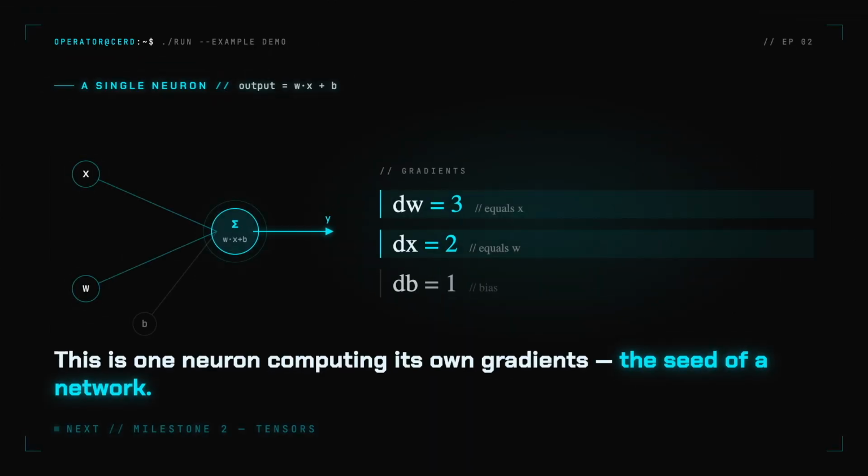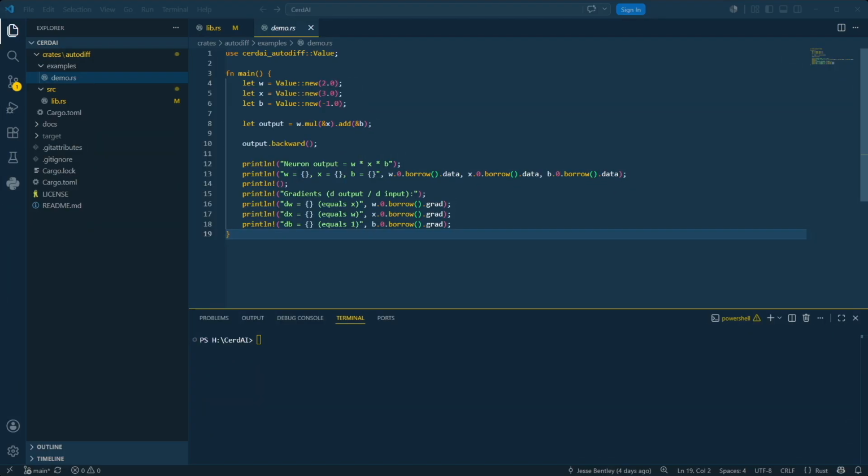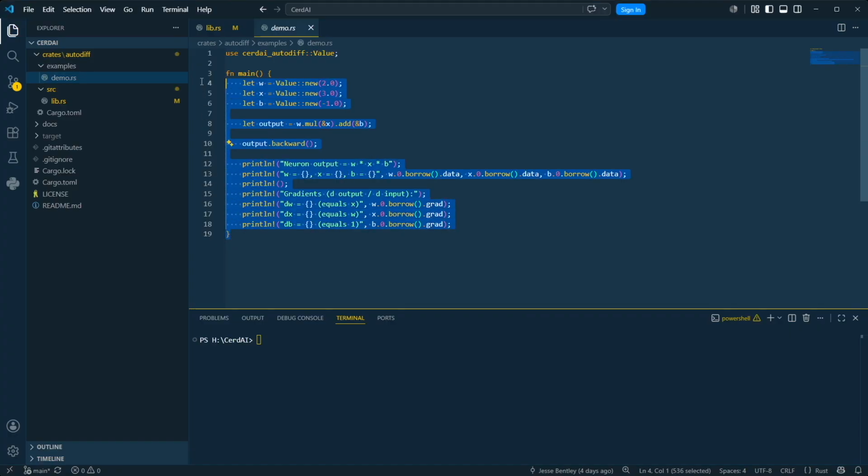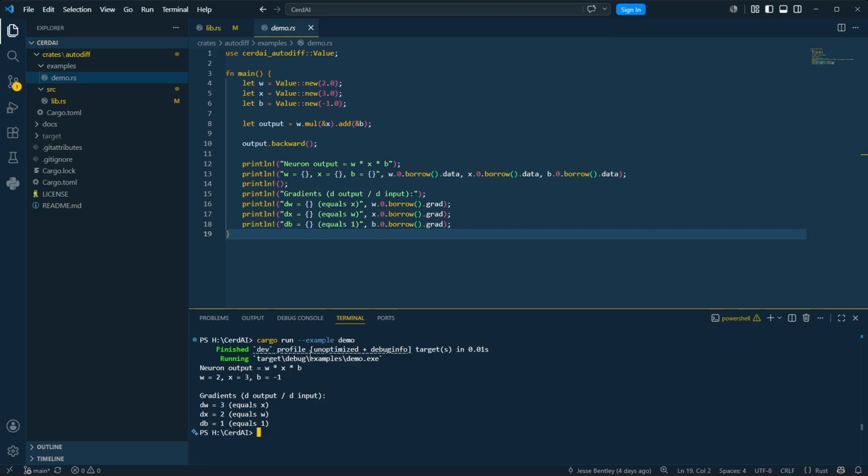So I think now it's time to make this thing real. Let's build one actual neuron. The example of our neuron will be W times X plus B. That's a weight, an input, and a bias. It's the smallest piece of a neural network that there is. So the gradient of W is X, the gradient of X is W, the gradient of B is 1. And that's exactly what calculus says that it should be. Worked out by the engine, you get the same. So this tiny thing is called a seed. A network's just thousands of these stacked up and trained with exactly these gradients.